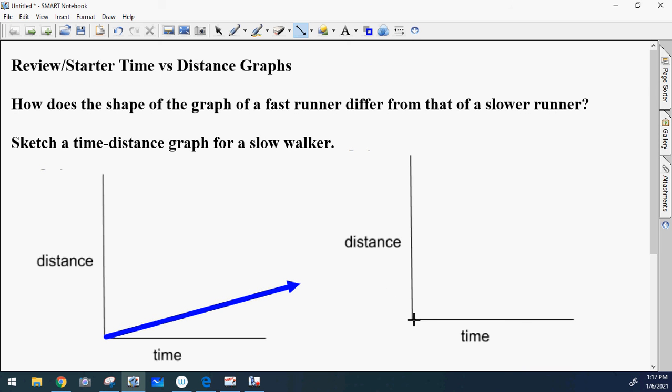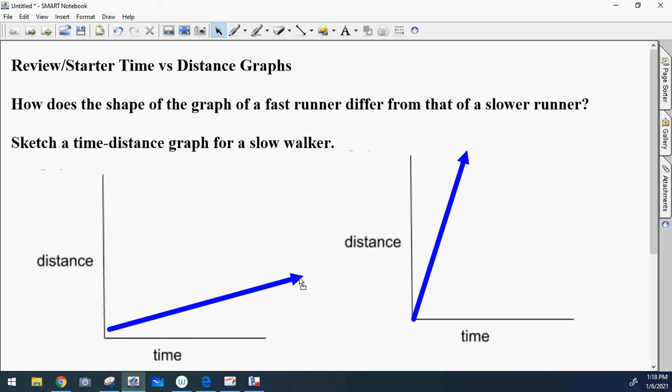Whereas a fast walker or a jogger might look something like this, because they cover more distance in a shorter amount of time. Okay, so that would be the difference. And then we would say, the steeper the slope of this, the more distance they're covering in less time. So that's really how we talk about the shape of the graphs.